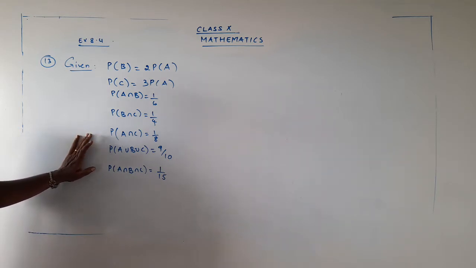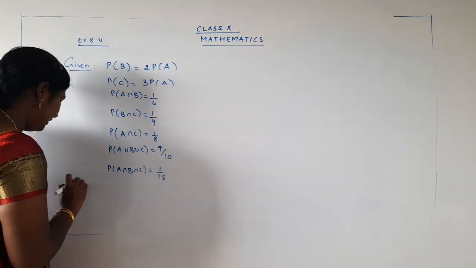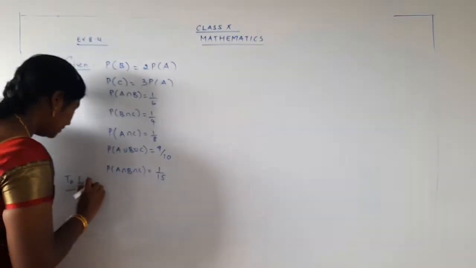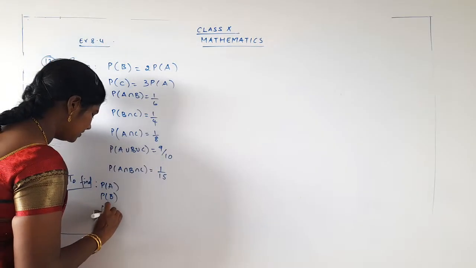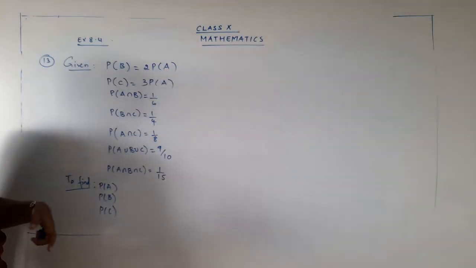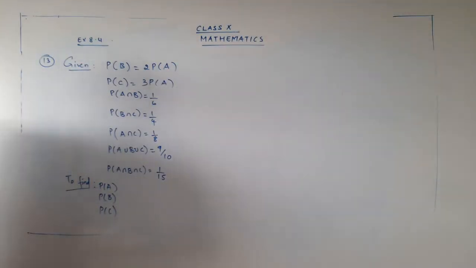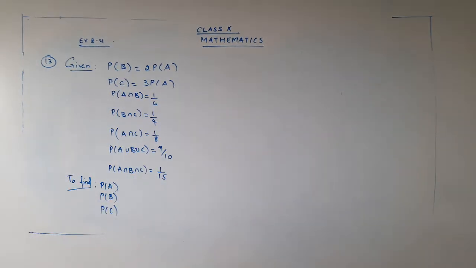So now we have to find out P of A, P of B and P of C. So just mention here to find P of A, P of B and P of C. We have to find these 3 because the values are not known to us given the condition. Okay. So we have to find out P of A, P of B and P of C. Just write down the statements.